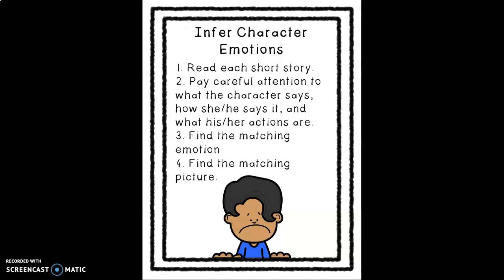Then we're going to match the emotion or the feeling and talk about some matching pictures.